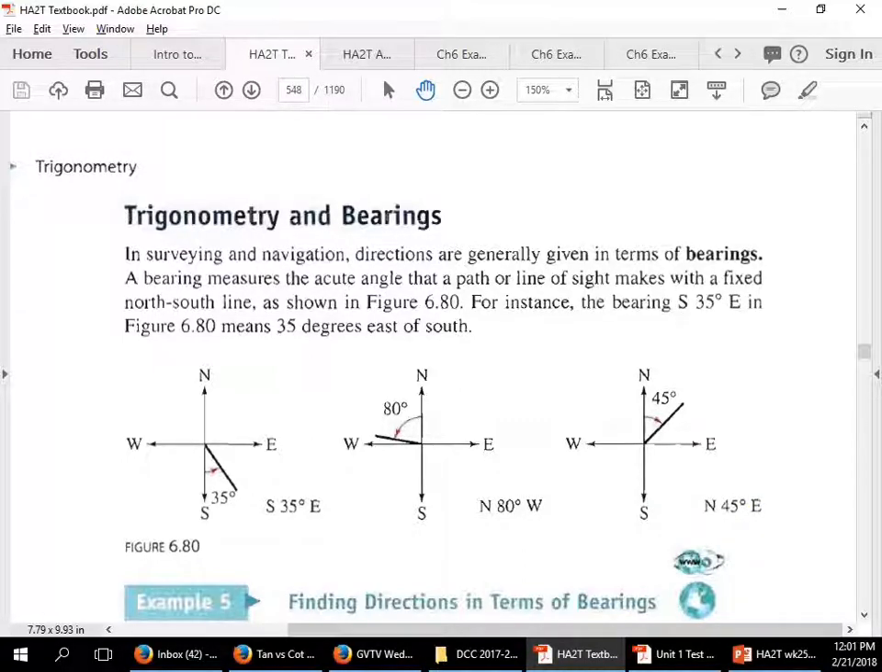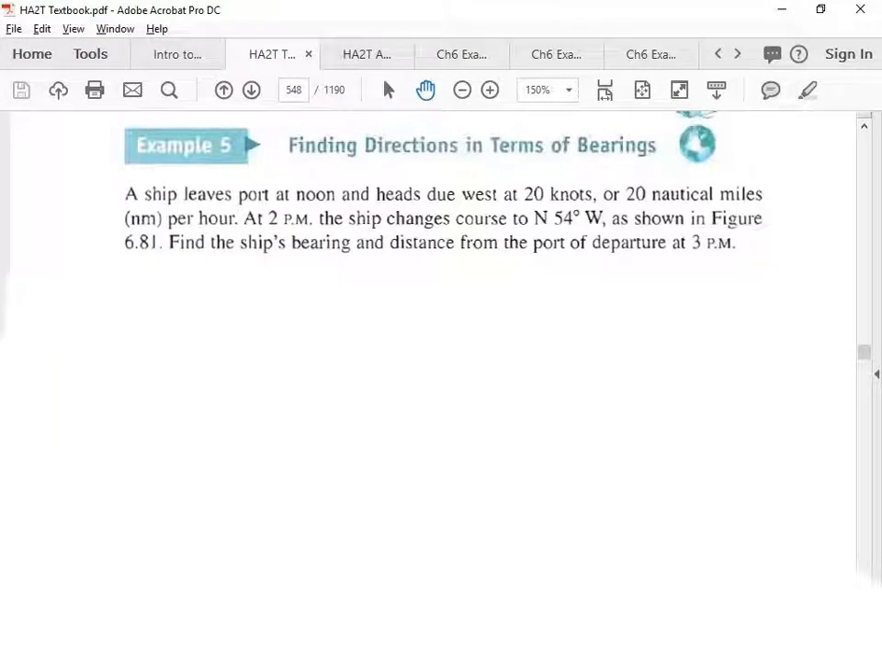Yeah. Okay, now let's attack a problem that involves these. I want to start reading this problem without looking at the picture, okay? Because it is kind of confusing, but let's read. A ship leaves port at noon. That's 12 o'clock, right? Heads due west. Ooh, what does due west mean? That means exactly west. So that would be, no question about degrees or anything.